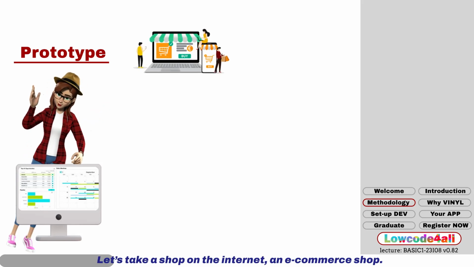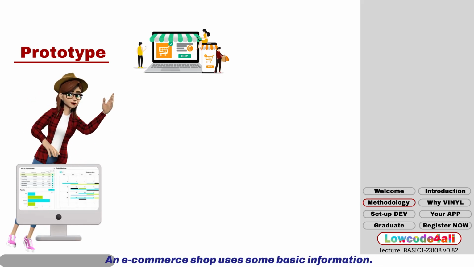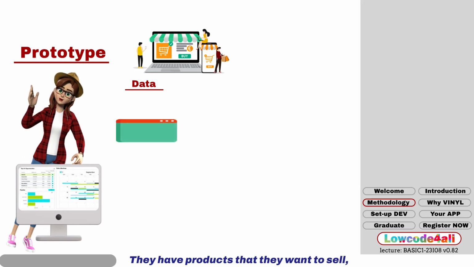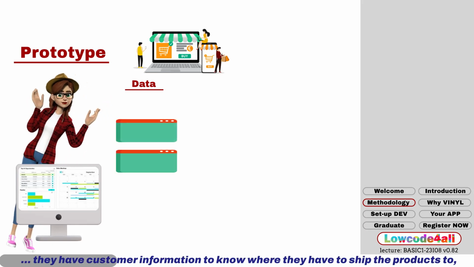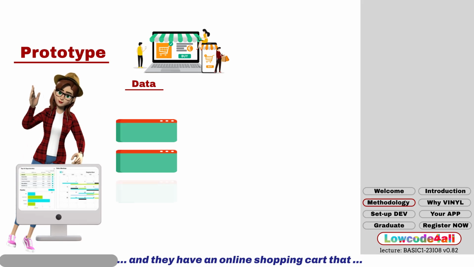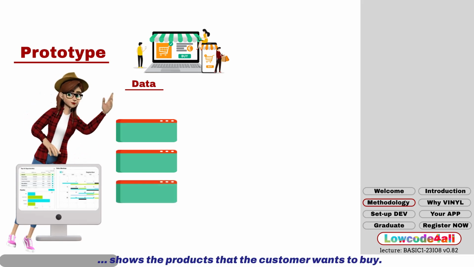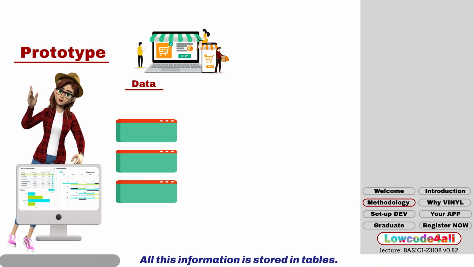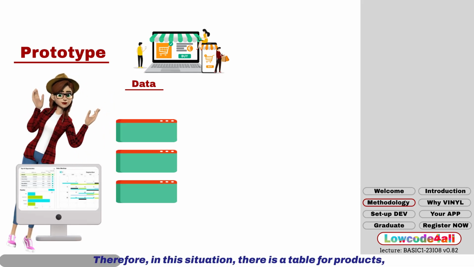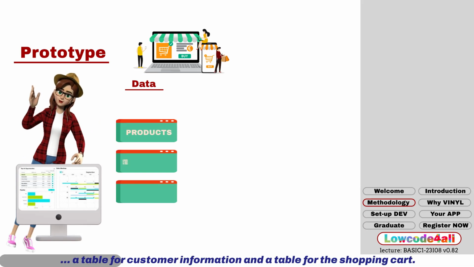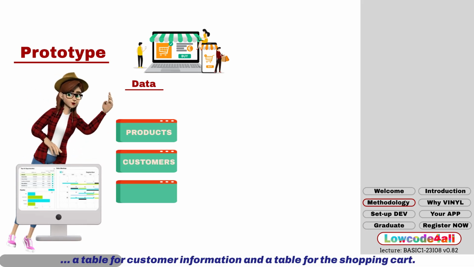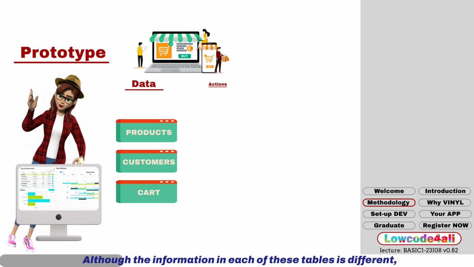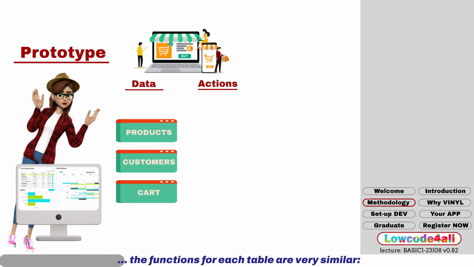Let's take a shop on the internet, an e-commerce shop. An e-commerce shop uses some basic information. They have products that they want to sell, they have customer information to know where they have to ship the products to, and they have an online shopping cart that shows the products that the customer wants to buy. All this information is stored in tables. Therefore, in this situation, there is a table for products, a table for customer information, and a table for the shopping cart. Although the information in each of these tables is different, the functions for each table are very similar.